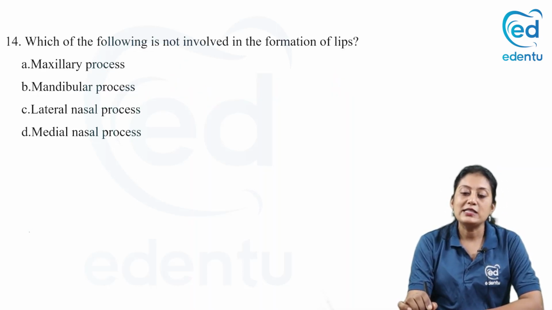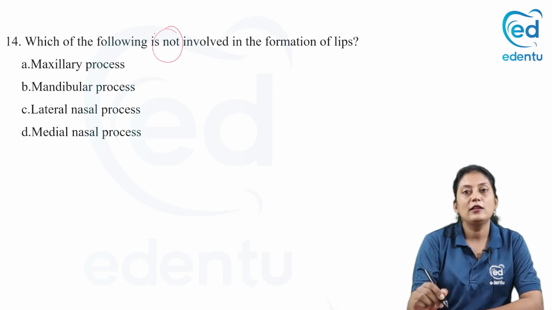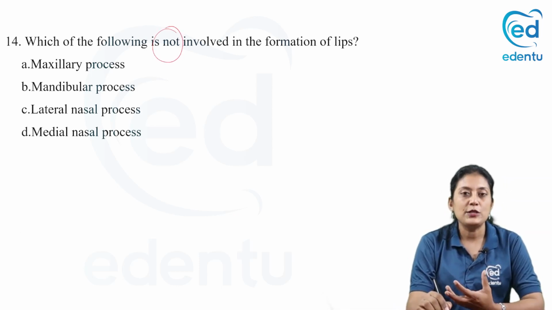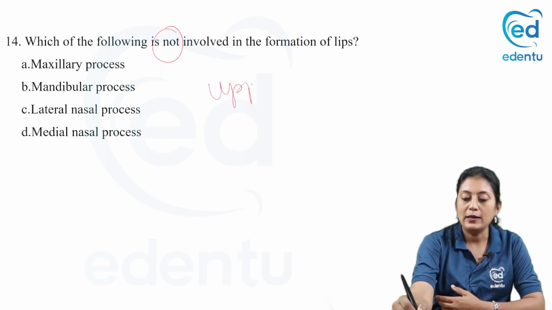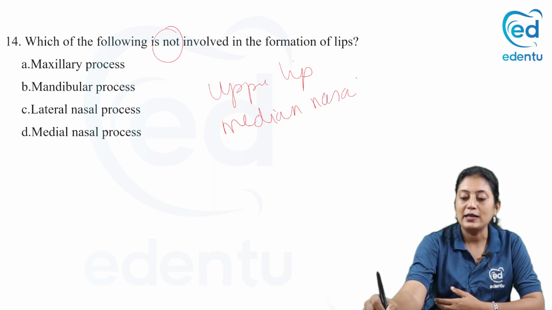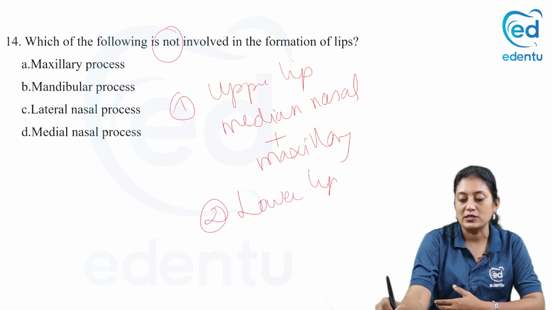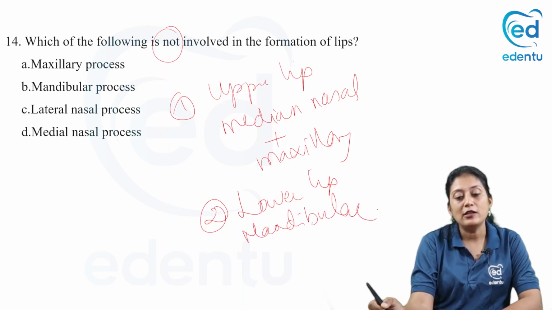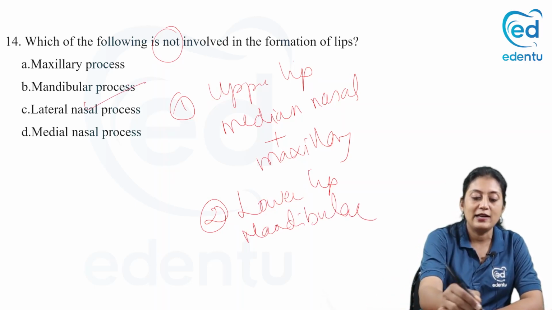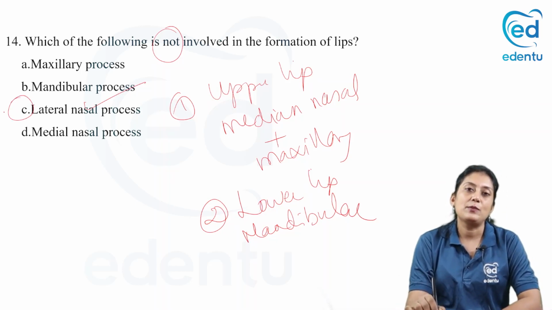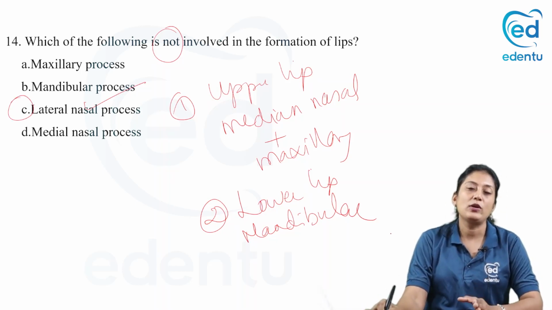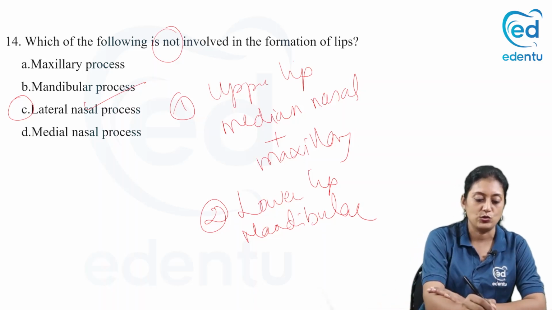Which of the following is not involved in the formation of lips? In the lips, you have the upper lip and lower lip. For the upper lip, you have the median nasal process and maxillary process. Whereas in the lower lip, you have the mandibular process. So which is not involved in the formation of lip? The answer is the lateral nasal process, because the lateral nasal process is not involved in the lips. It only helps in the formation of the ala of the nose.